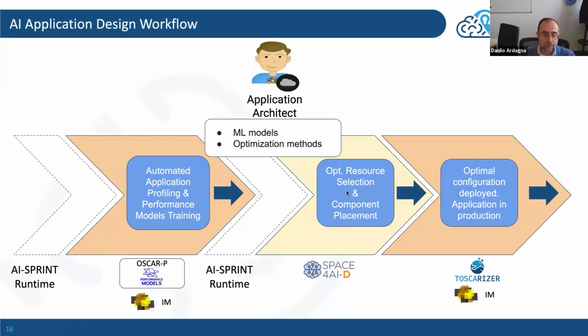To manage this optimization step, the application architect needs just to define which machine learning models should be explored, and which optimization methods we want to try to exploit to identify the optimal configuration. And again, this happens through simple YAML files, without even writing some Python code for training the machine learning models.